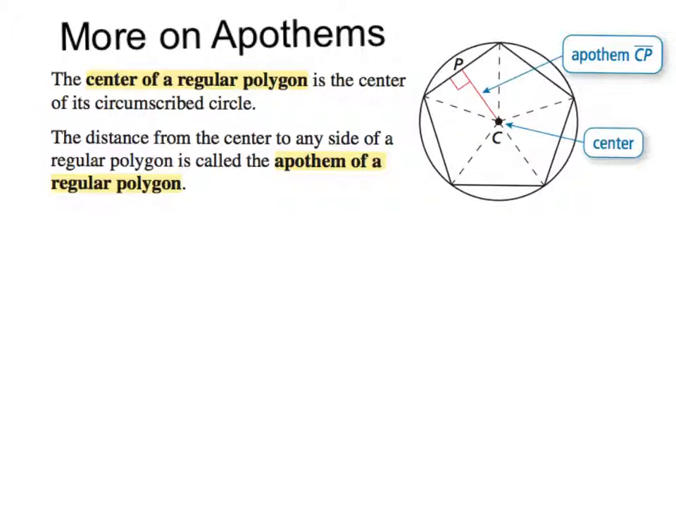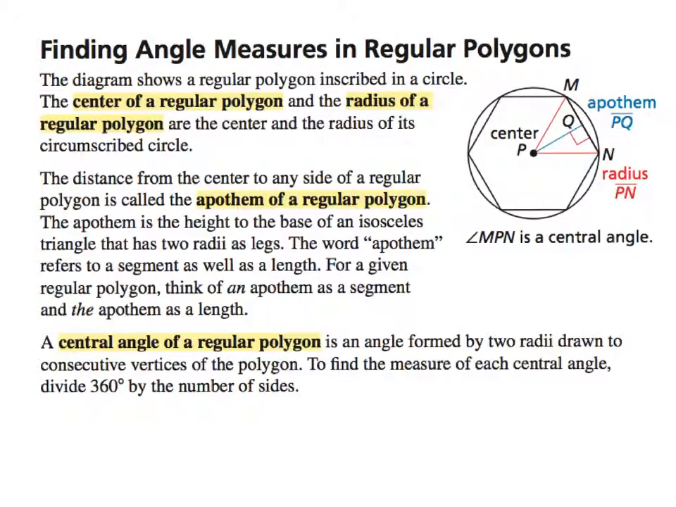But we're going to take this one step further now. Let's go over this step by step, and you can determine what you want to put in your notes. Once again, the diagram shows a regular polygon inscribed in a circle. The center and the radius of the regular polygon are the center and the radius of its circumscribed circle. Now you may think, how in the world can a polygon have a radius? That is something new. If you just look at the circle, segment Pn is the radius of that circle. Segment Pn is also the radius of the regular polygon.